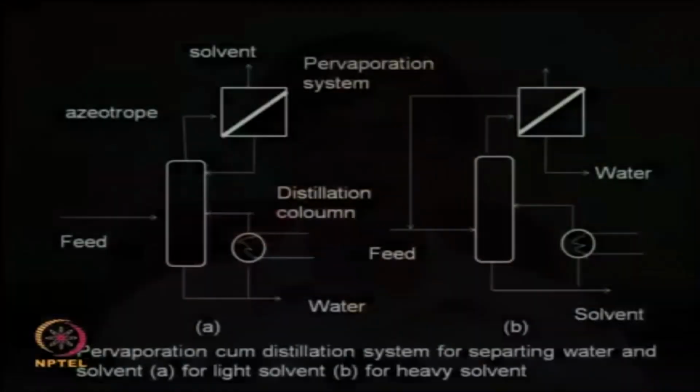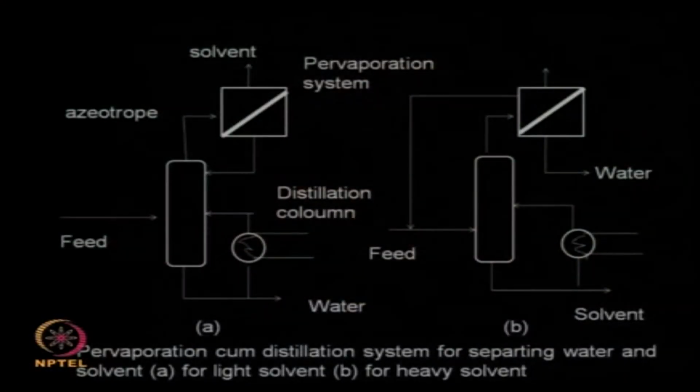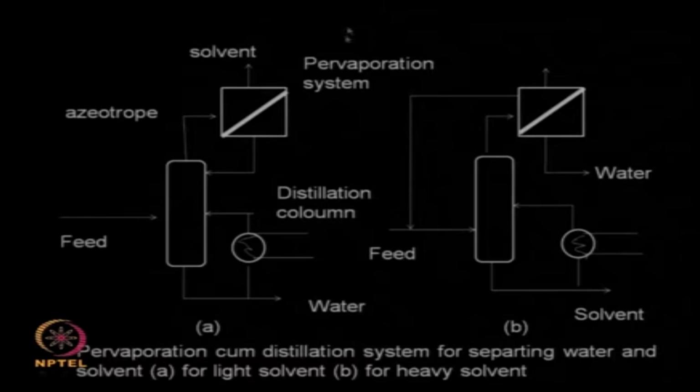The solvent could be a heavy solvent like chloroform, or it could be a light solvent. So both types of situations we can handle with pervaporation. Otherwise you may have to resort to, say, azeotropic distillation, okay. So let us look at an aqueous light solvent system like this.